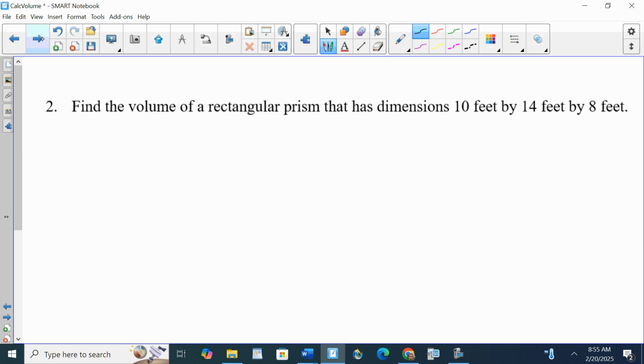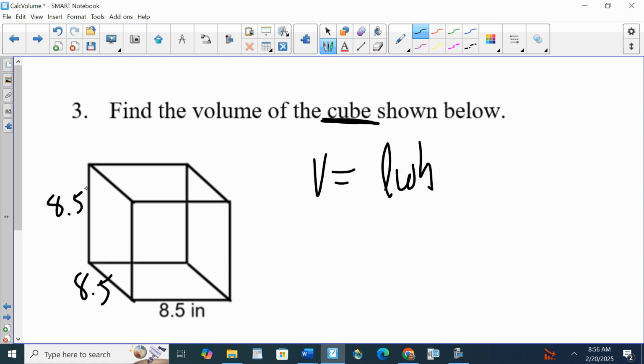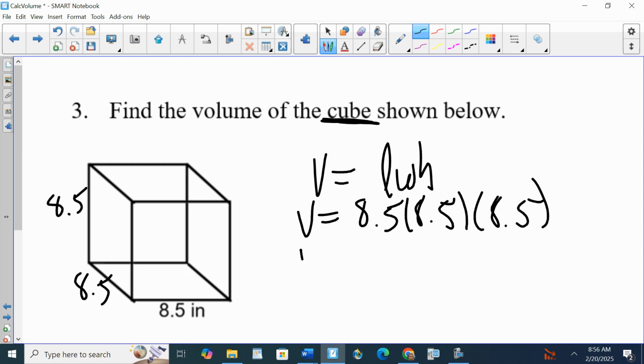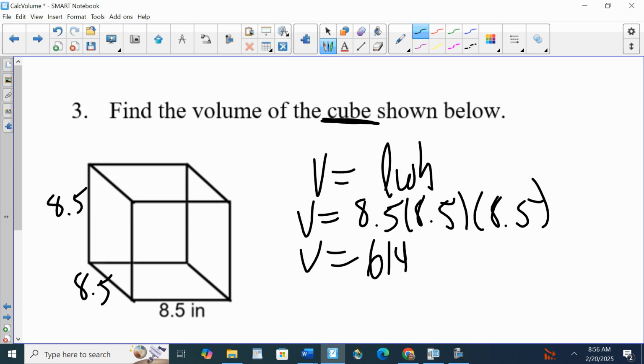Let's actually start with number 3 here. A cube. A cube is a special type of rectangular prism. So it's length times width times height, where the length, the width, and the height are all the same. So V equals 8.5, 8.5, 8.5. We type that into the calculator. This calculator is going to take a moment to load. I'll put it into my own calculator. And yes, in case you're wondering, you can type in 8.5 cubed. It's 614.125 cubic inches.